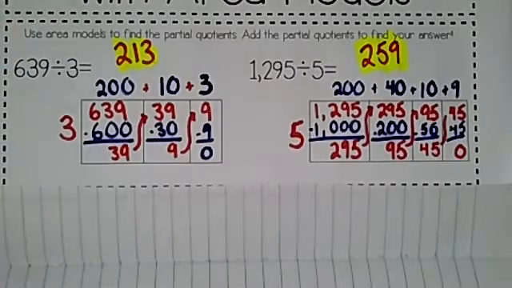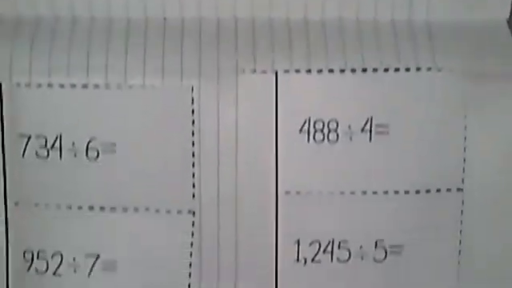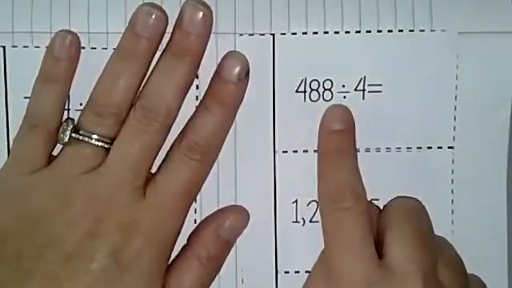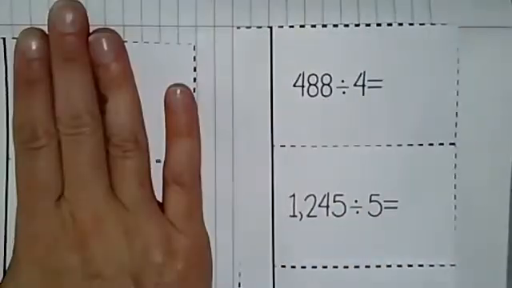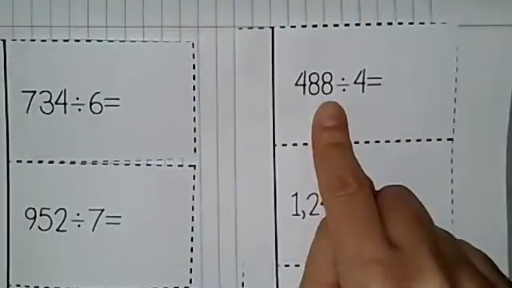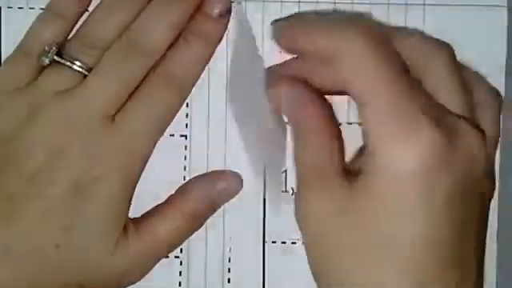All right, let's come down here. Now, guys, get on the side that says 488. 488 divided by 4. Some of you glued it on this side. Some of you glued it on this side. Get on the side that says 488. Get on the problem that says 488 and open it.